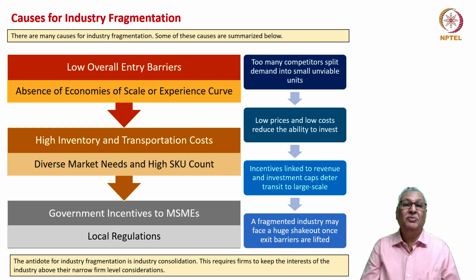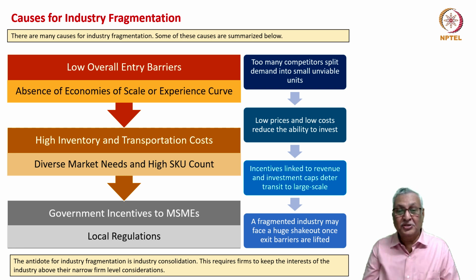Why does industry fragmentation occur? There are many causes. One cause we saw was that the growth phase, the maturity phase have been gone through. Therefore, what is remaining is industry fragmentation. But taking that aside, low overall entry barriers, that is, many companies can enter this industry. That is the primary reason for industry fragmentation. There tend to be no economies of scale and there tends to be no experience curve in such fragmented industries.